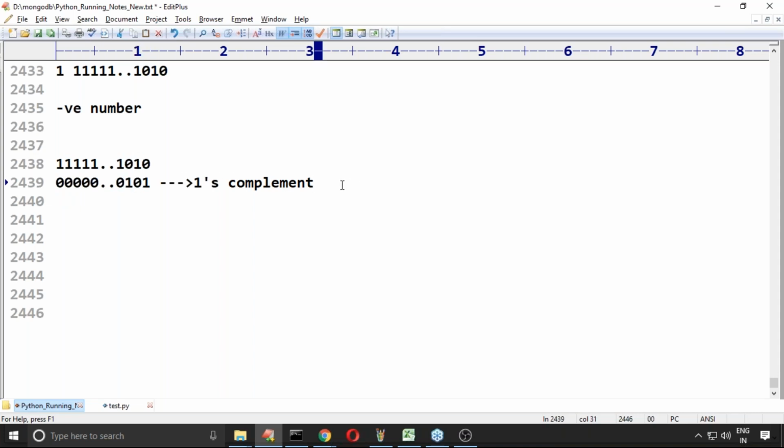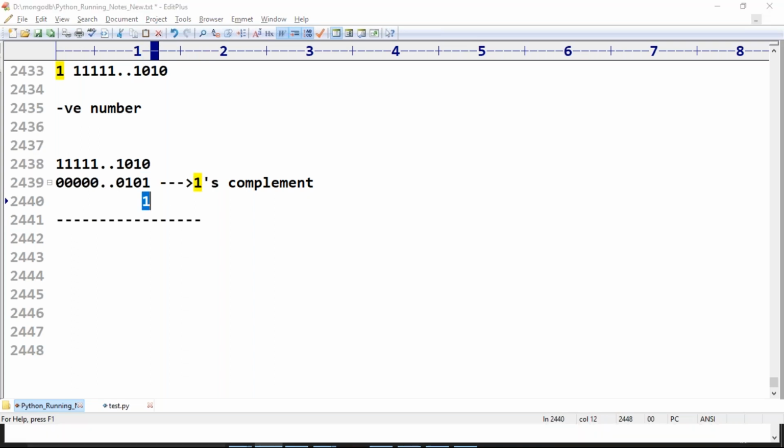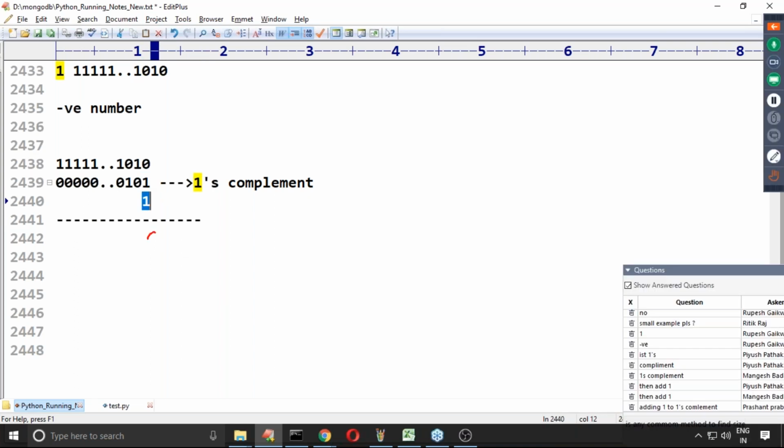Now add 1 to this. If I add 1 to this, now 1 plus 1 means 1 0. 1 is the end carry, 0 is the value. 0 plus 1 means 1. Next, 1 1 0. The remaining bits are 0.